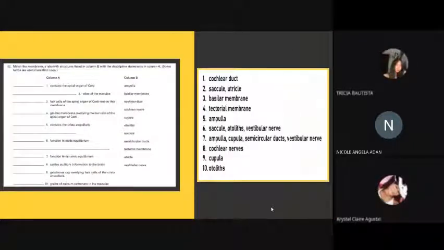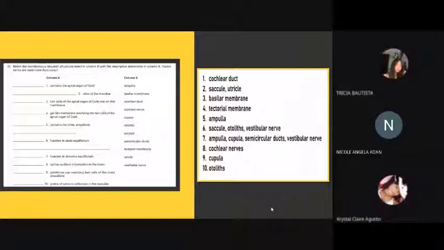Another matching-type item. Number 1, contains the spiral organ of Corti: the cochlear duct. Number 2, sides of the maculae: the saccule and utricle. Number 3, hair cells of the spiral organ of Corti rest on this membrane: the basilar membrane. A gel-like membrane overlying the hair cells of the spiral organ of Corti: the tectorial membrane. Contains the crista ampullaris: the ampulla.